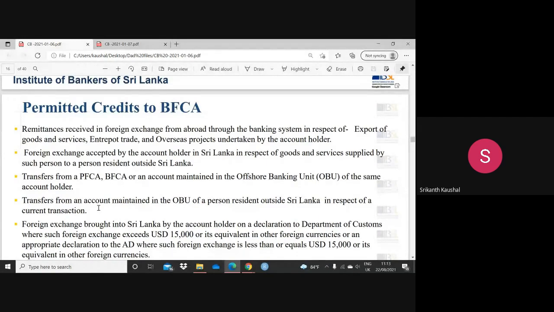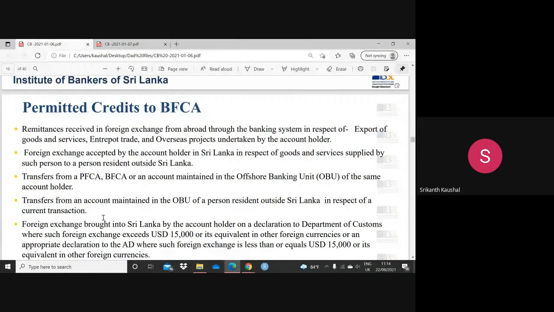Then, transfer from a PFC account, BFC account or offshore account of the same account holder. Say A has a PFC account, and A also has a BFC account. It's possible because, as a profession, he earns foreign exchange, and as an individual, he can open a PFC. So whenever he wants money, he could transfer his PFC to BFC or vice versa. Both are possible.